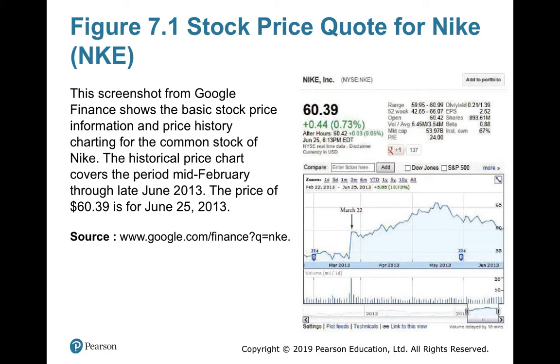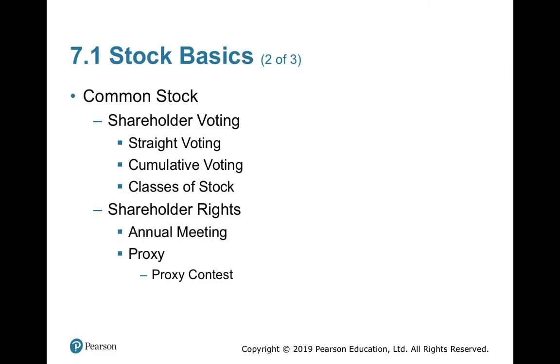That means 60.39 is the price of the stock on June 25th, 2013, when the market closed. That means 60.39 is the closing price, and the open price was 60.42. The 52-week high and low, the range of price, the dividend yield, earnings per share, all these kinds of basic information we get from the particular quote. So this is the way a stock is traded in the exchange.